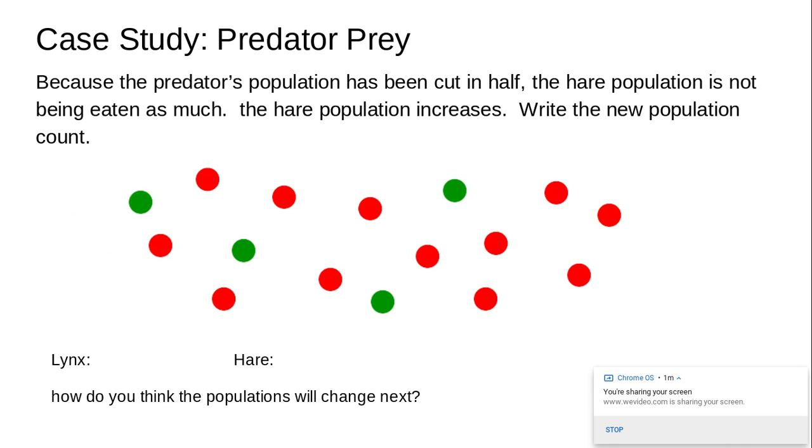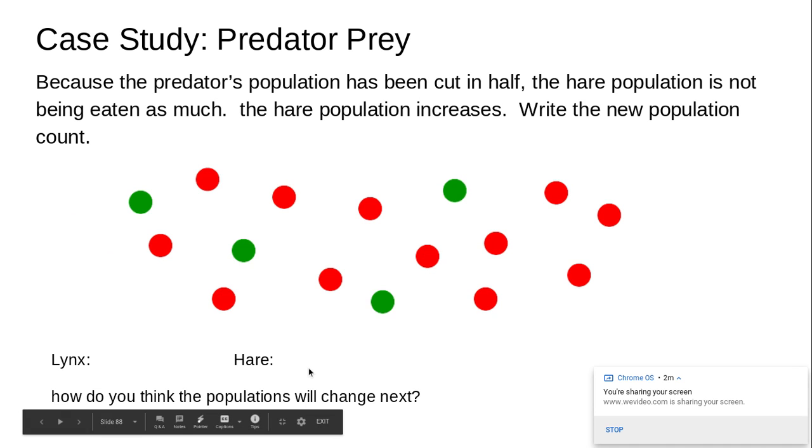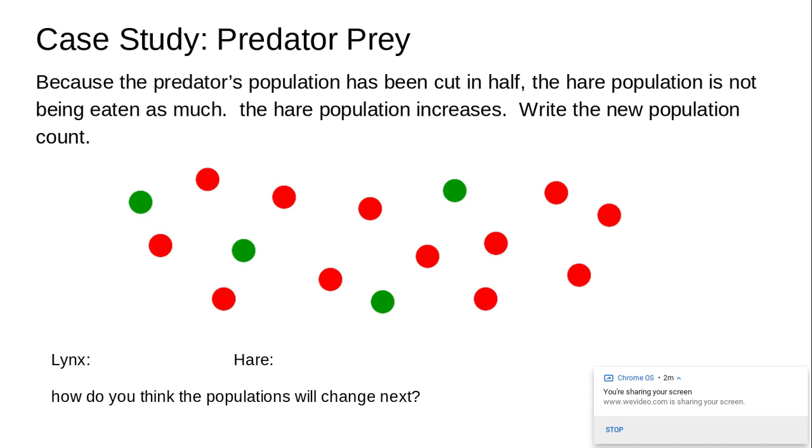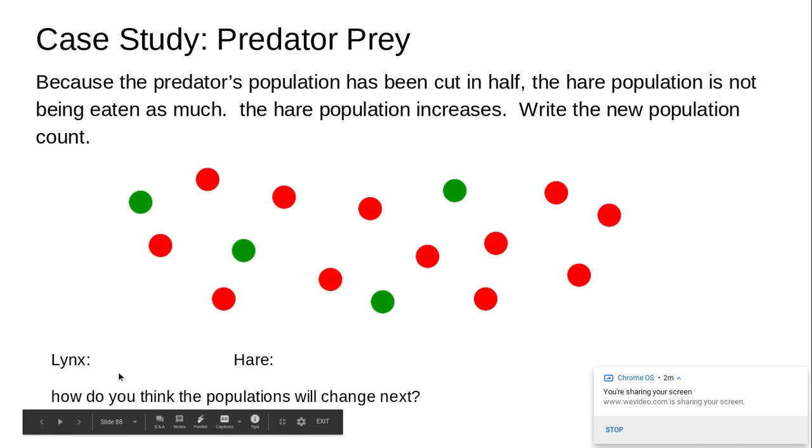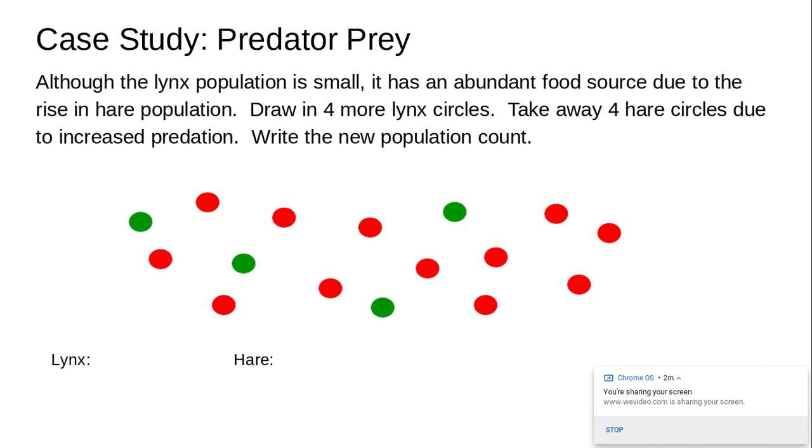Okay, part 3. Now, because there's only 4 lynx, what happens to the hare? So there's fewer predators. So there's more of these hare running around and they are reproducing. So their population is going to increase. So now we're going to write the new population count. So let's count it. 1, 2, 3, 4, 5, 6, 7, 8, 9, 10, 11, 12. So you're going to write 12 here. 4 lynx, 12 hare. Now we're on slide 4. So make sure you're drawing a line in between.